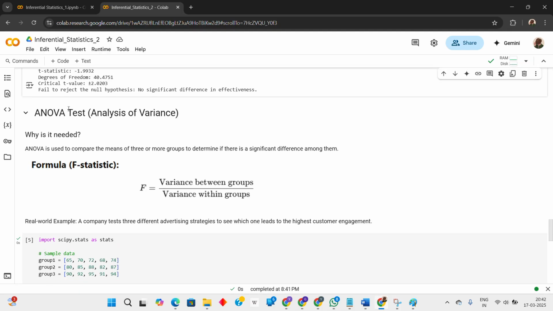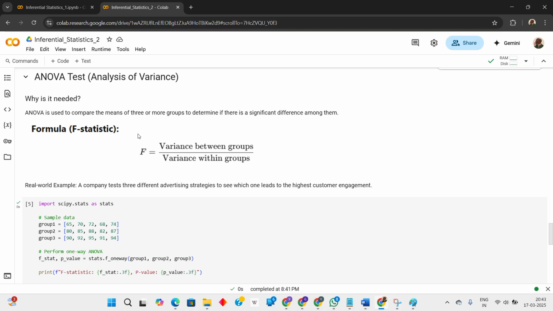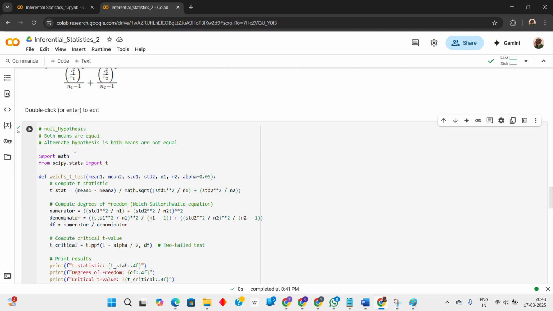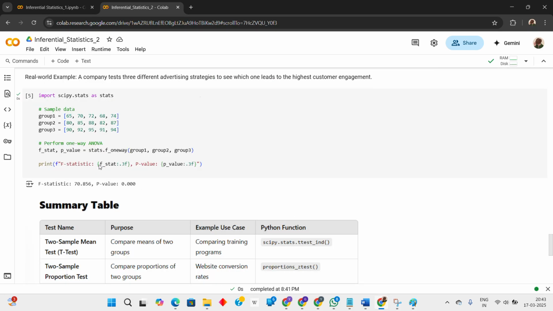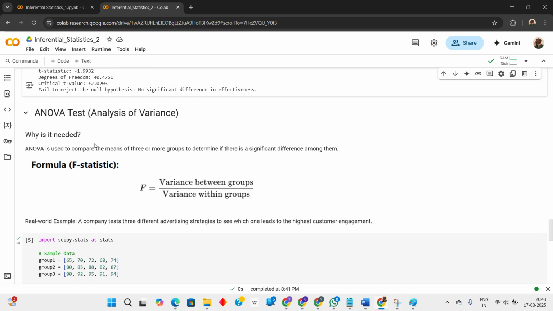Then we can go with another concept called the ANOVA test. ANOVA is simply analysis of variance. It is very important when we want to compare the means of three or more groups. Earlier we saw the T statistic, where we compare the means of only two groups. Whenever we have more than two, the procedure is ANOVA.